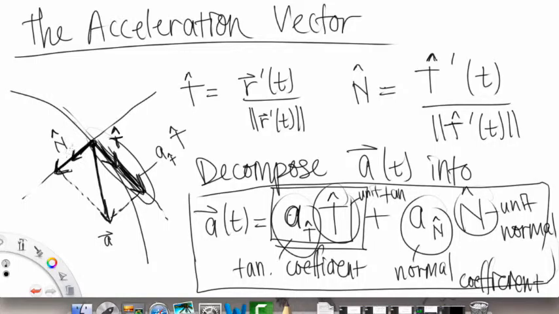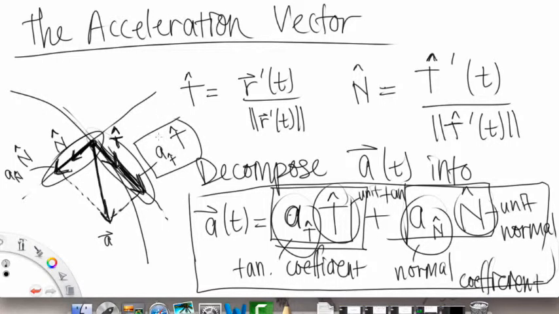And this entire thing is going to be the second term. That's what it's going to be composed of. So it'll be a sub n, our normal coefficient, times the unit normal. Okay, so as you can see, if you add this vector here with this vector here, in a vector addition version of calculating things, you get the original acceleration vector back, the one pointing down and to the right, that is diagonal.